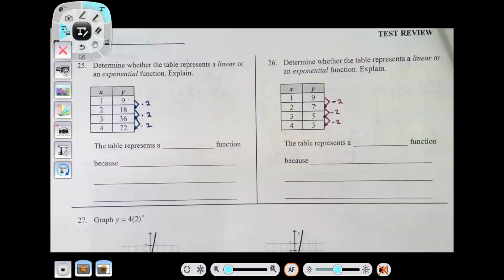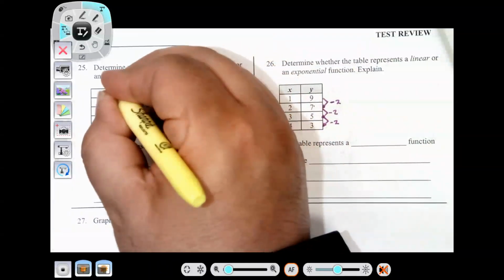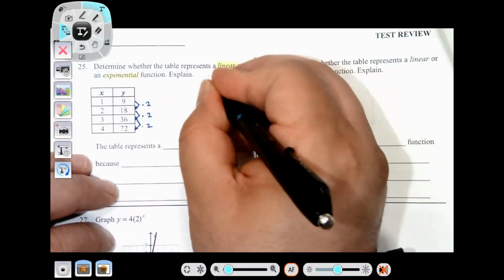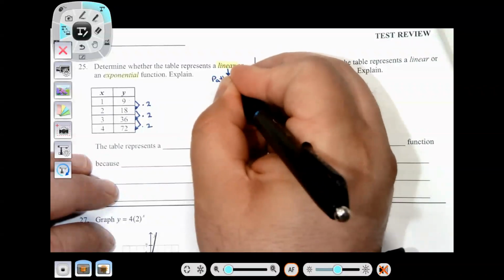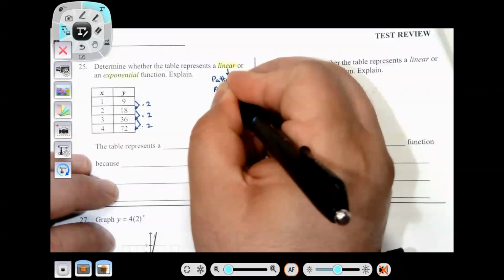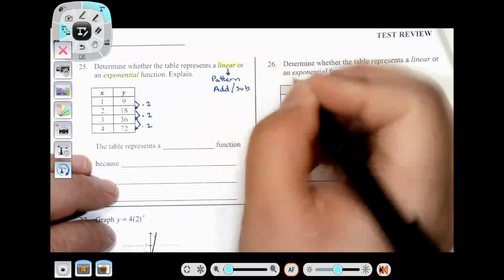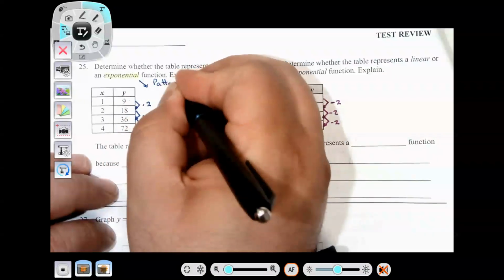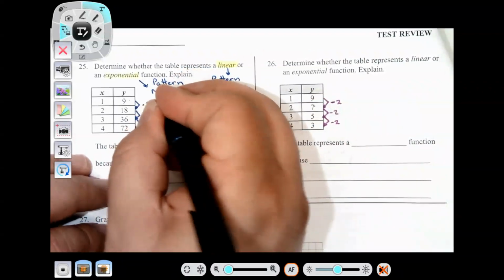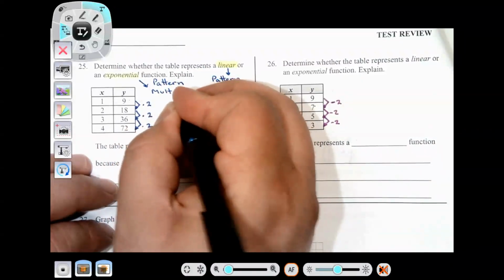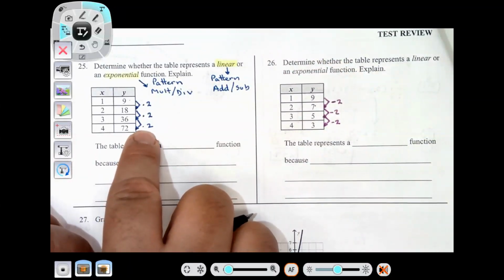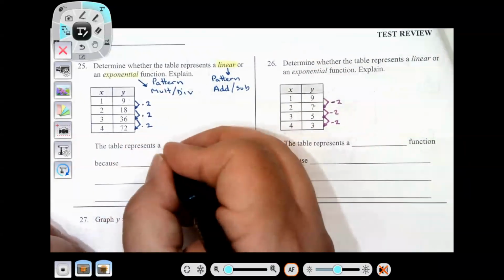Well, remember what we mentioned. There's something called exponential. There's something called linear. And it's all about patterns. That's what math is all about. So linear means your pattern is adding or subtracting. Where exponential, the pattern is to multiply or divide, one or the other. Well, this is multiplication. So because it's multiplication, this is an exponential.